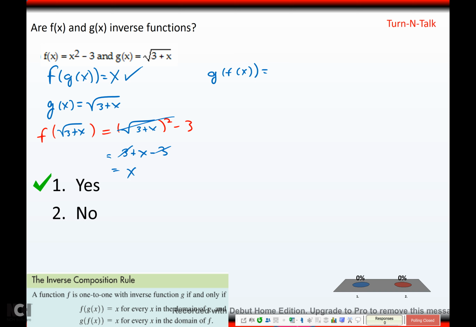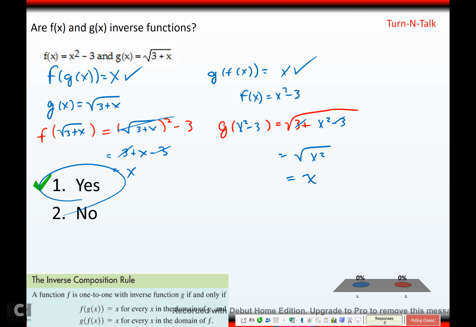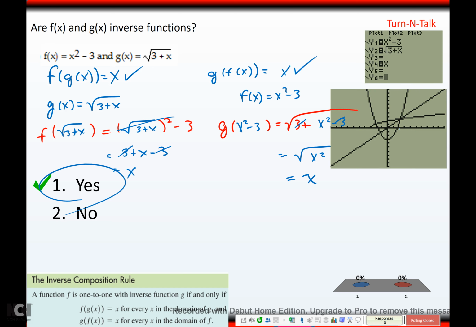So far, so good. For g of f of x, I'm going to start with f of x, which is x squared minus 3, and I'm going to go to g. And g says square root of 3 plus whatever you brought. And I'm bringing x squared minus 3. Simplify, the 3's cancel. I get the square root of x squared, which is just x, which is the identity, so it checks, and yes, they're inverses. Okay, and if you look, there's my parabola, there's my half a parabola, and you see where they intersect, so does mother.